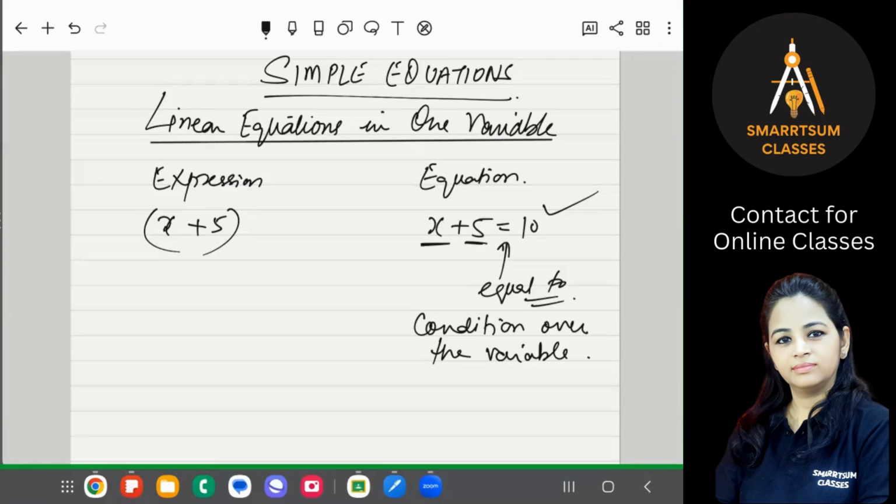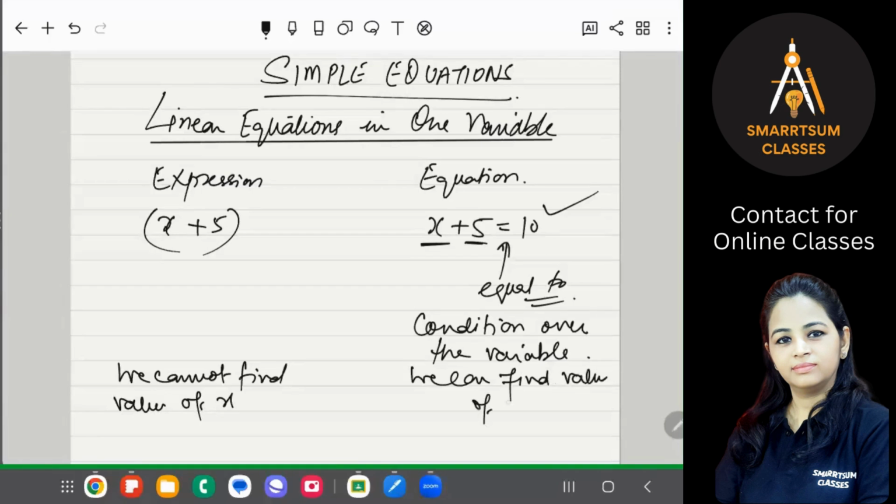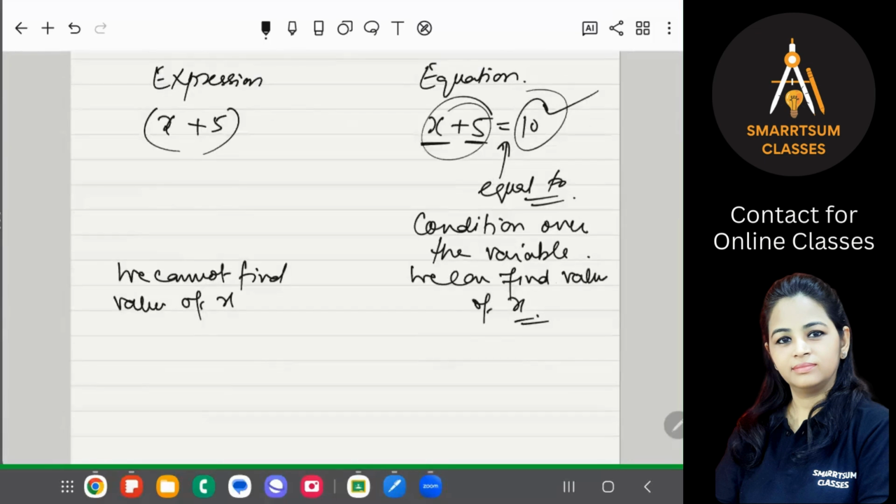And that's the reason you cannot find the value of x from an expression. But here we can find the value of x, because here we have the complete information that when 5 is added to x, its value is equal to 10. So that's the reason we can easily find the value of the variable. This is the difference between expression and equation.